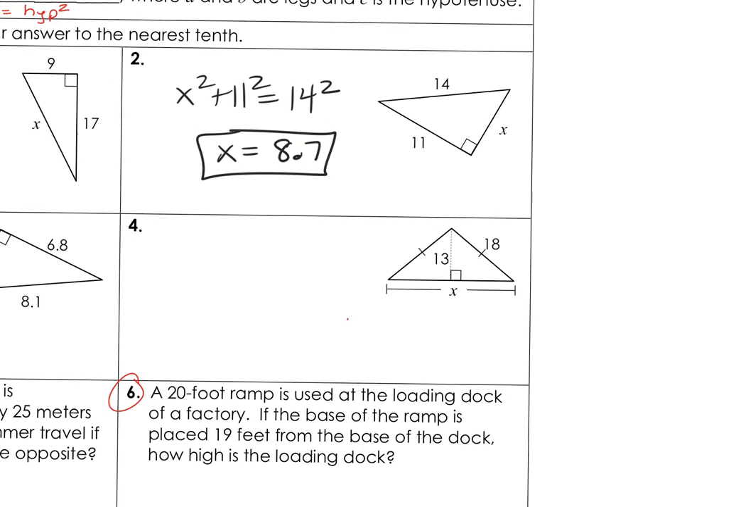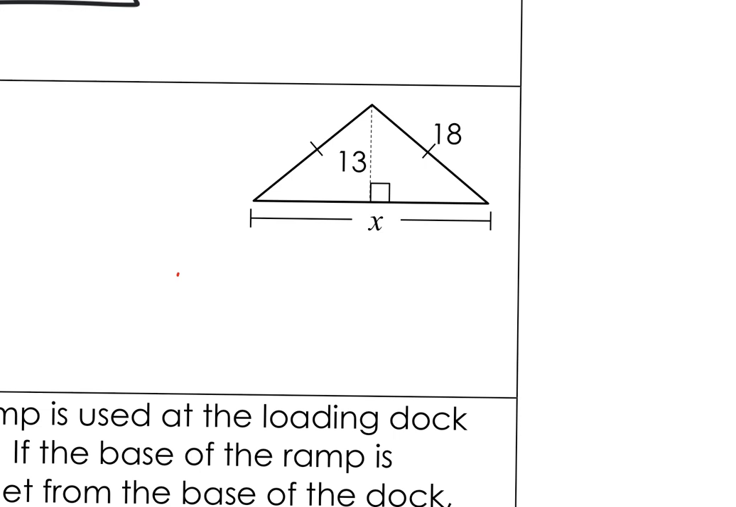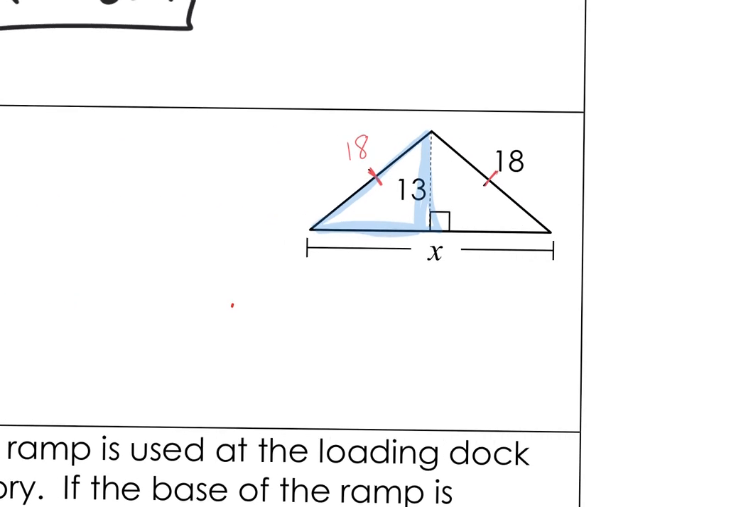Now, number 4 is a little bit different because you have kind of these 2 triangles, but you have these congruent marks, class. So that means this side's also 18. If I maybe only view part of this triangle like this, I could set up my Pythagorean theorem and say, well, 13 squared plus x squared equals 18 squared. And I can go through and solve this.